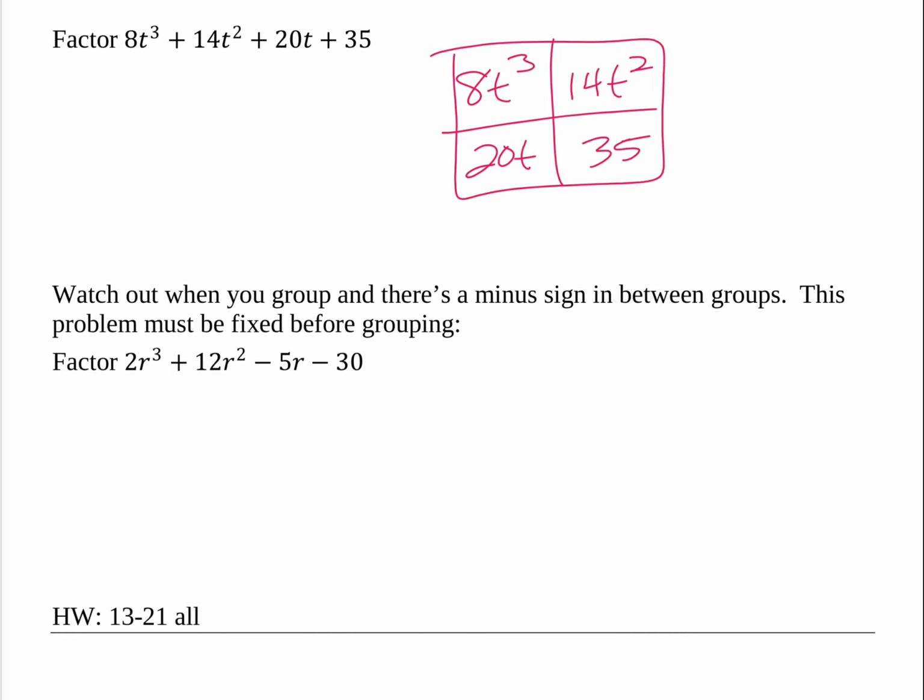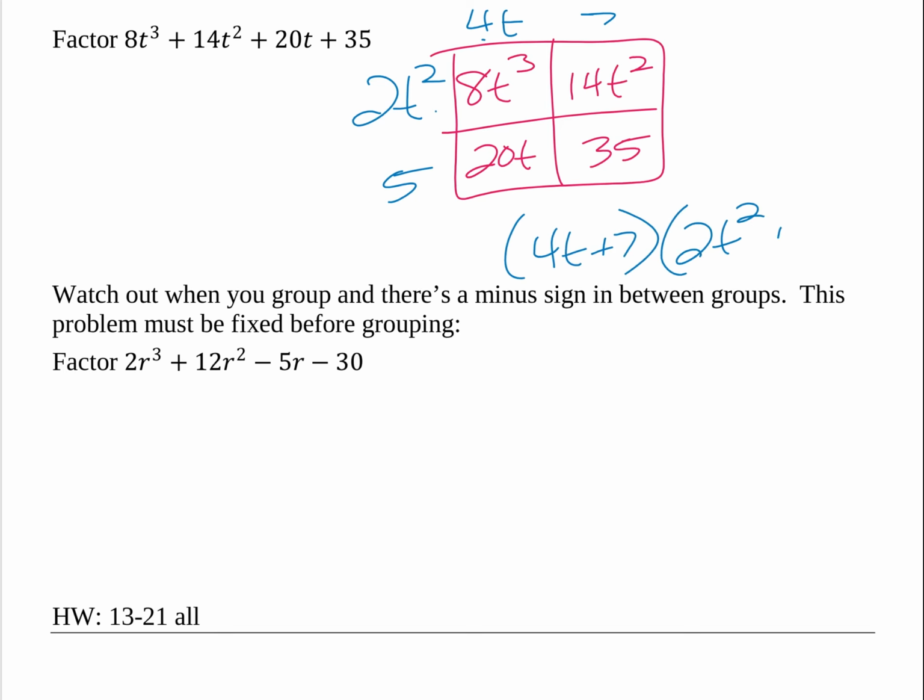So next, pull out the GCFs for the rows and columns. So for the top row, what do you got? 2t to the 2nd, that's right. Okay, the bottom row. 5, yes. And then the first column. 4t. And remember, if you're not sure, you could just multiply the row by the column again, and you do get 8t to the 3rd. Okay, and the last column. 7. Okay, so we have our answer. 4t plus 7, 2t squared plus 5.